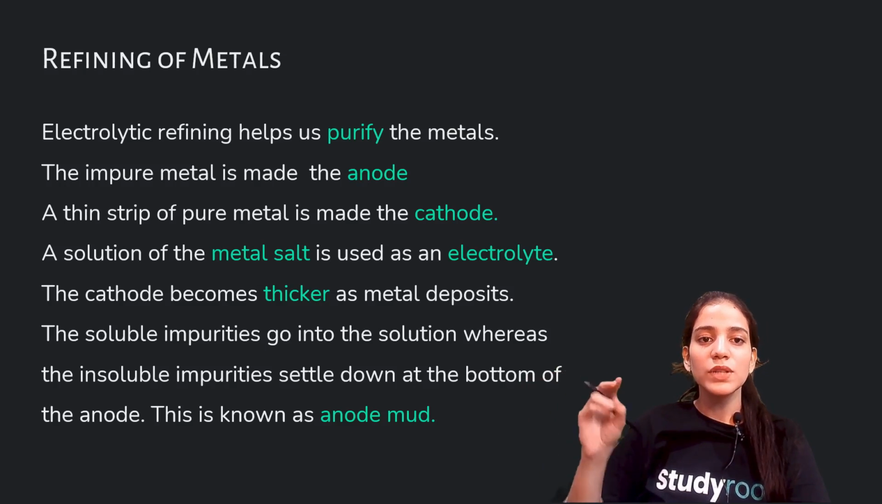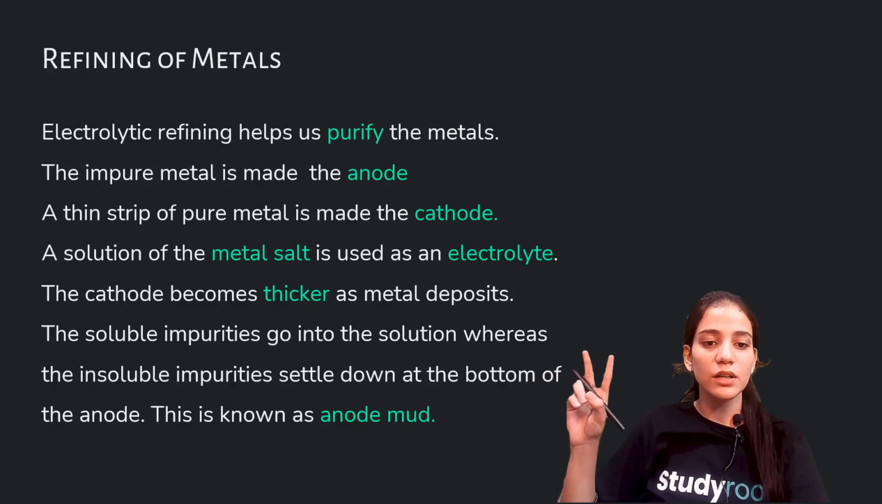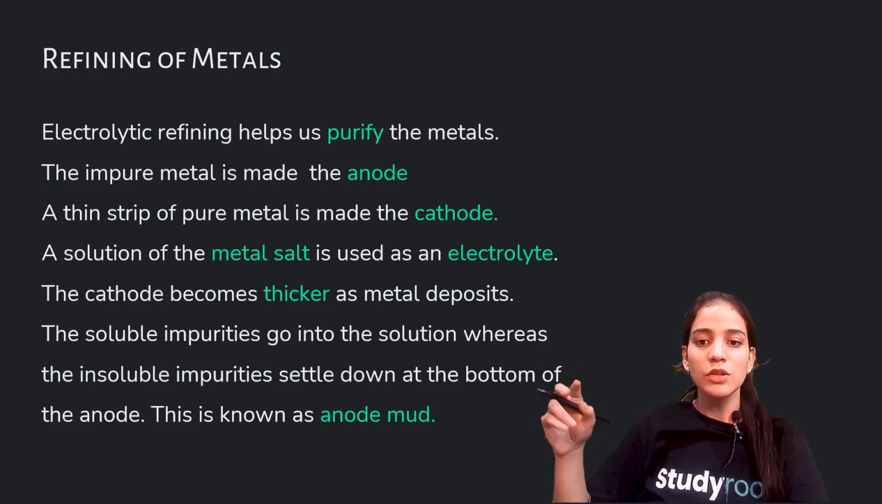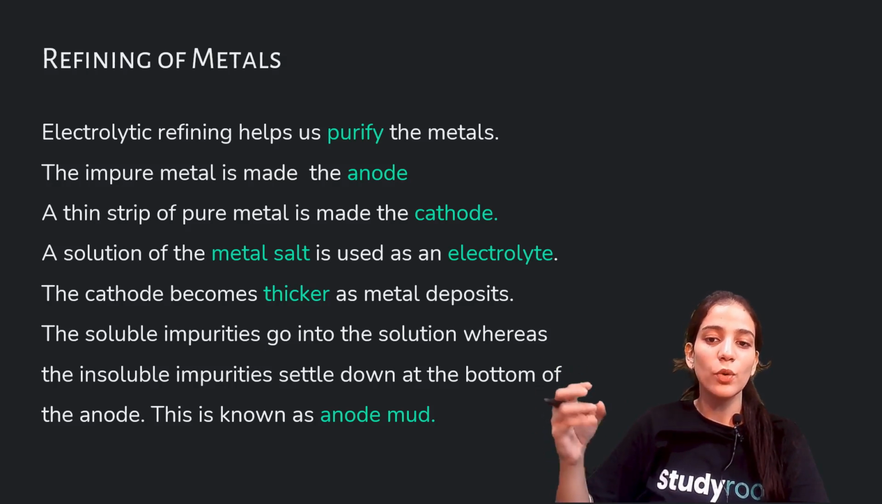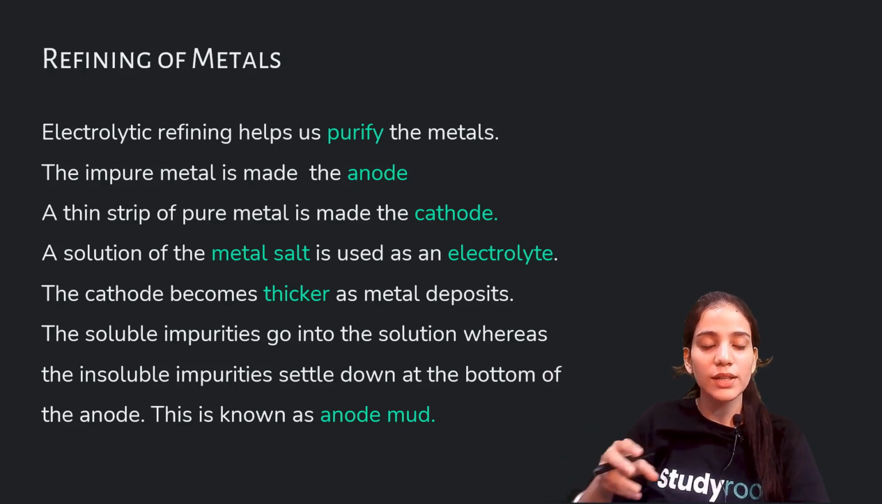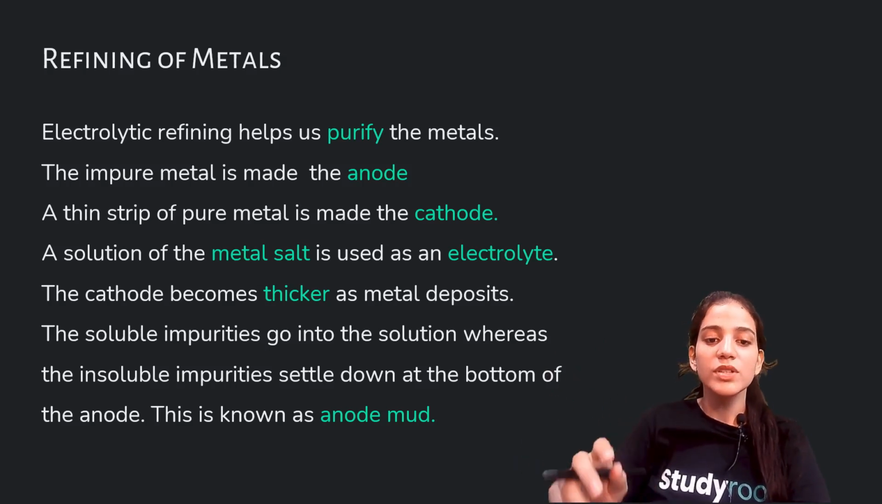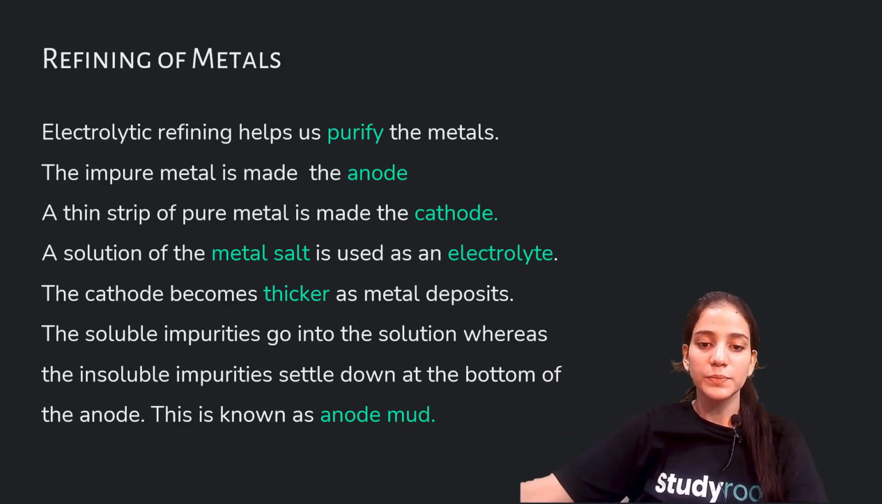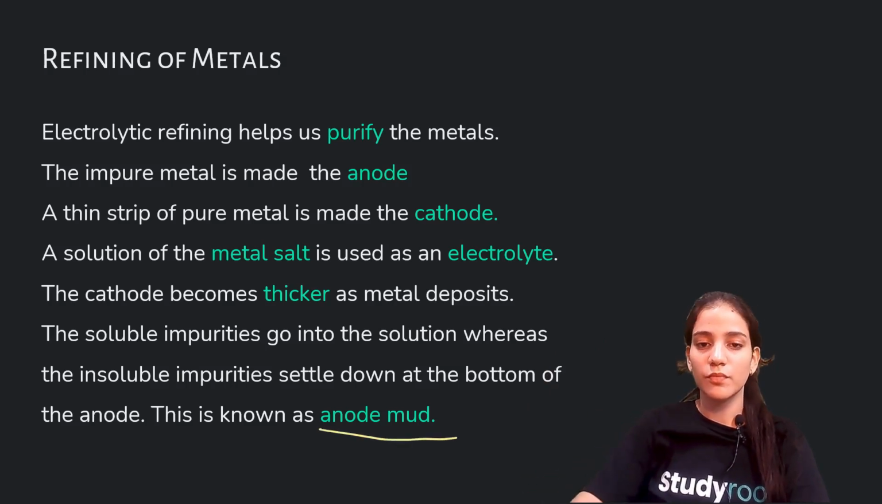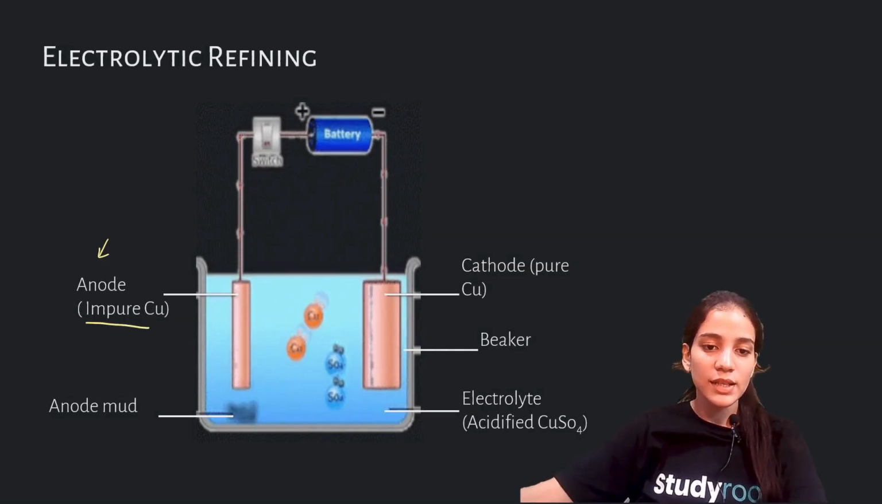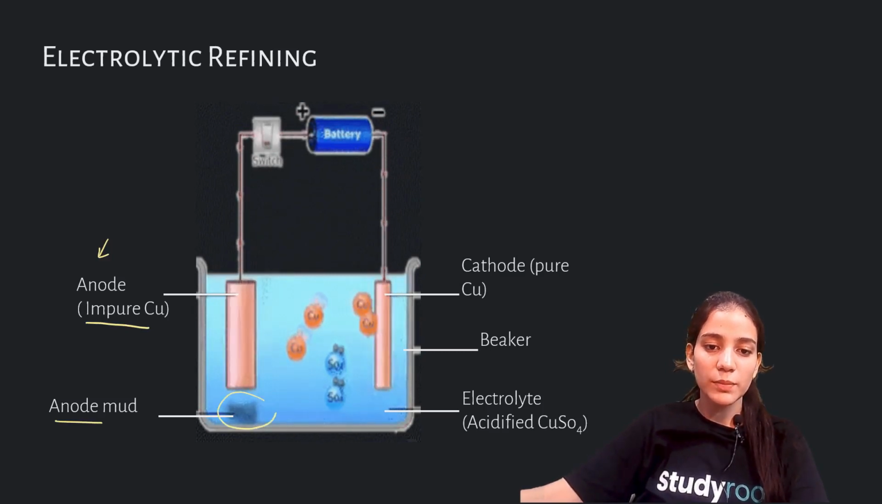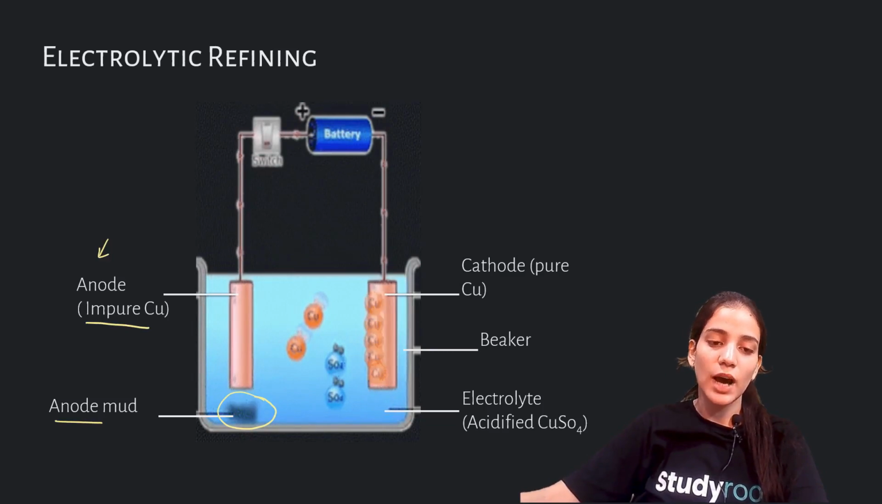There are two types of impurities in this solution: soluble impurities and insoluble impurities. The soluble impurities will go into the solution, whereas the insoluble impurities will settle down at the bottom of the anode, which is also known as anode mud. Here we can see this one is an insoluble impurity and it is settling down.